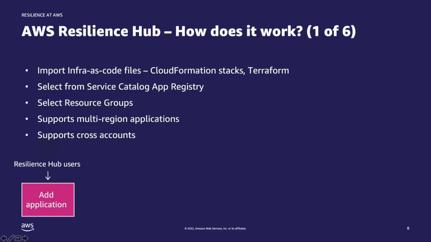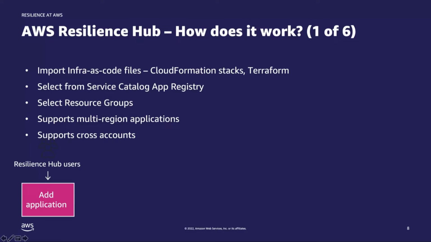It could be CloudFormation stacks. It could be Terraform. We can also go directly against Service Catalog App Registry. So if you registered an application in there, or if you use resource groups for tag-based or stack-based resource groups, you point Resilience Hub at these existing applications that are out there.